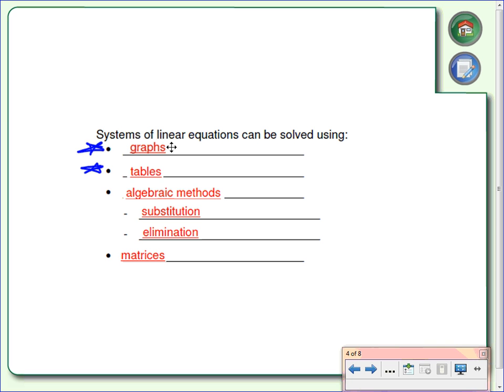I know what some of you are thinking, well, which one is the easiest? Well, that's going to depend on you guys, and it's also going to depend on how the problem is written. If it's written one way, graphs are easier. If it's written another way, sometimes substitution is easier. If it's written another way, well, then maybe elimination is easier. It all depends on how the problem is written and what you guys can do, what you're good at. All right, so let's go ahead and get started here.